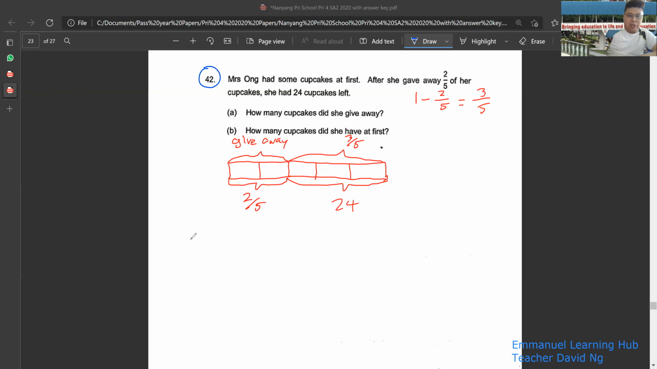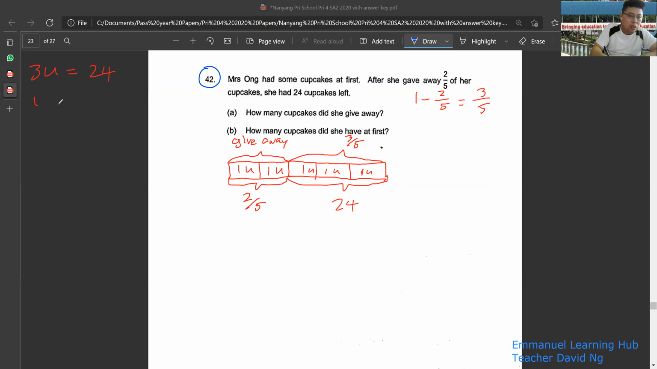So 3/5 of the cupcakes, right? Or rather 3 units is 24. Oh, you understand why 3 units are? Okay. Because these are all 1 unit. From the model, you can see it's 3 units, right? Yeah. Because 3/5 are, so 3 units is 24.